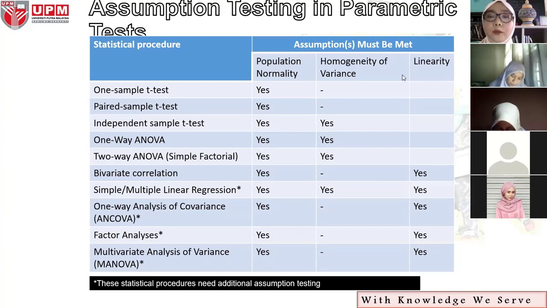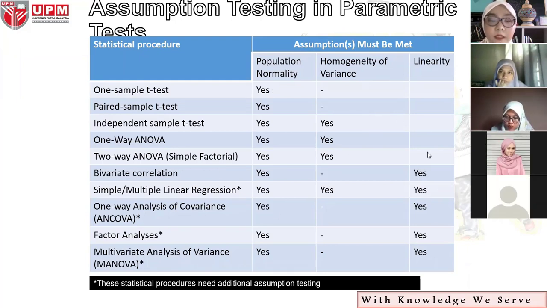Bivariate correlation, you need to get on the normality, but not on homogeneity of variance, because the purpose is not for comparing, but you want to know the relationship. So then you need to test on the linearity of the relationship between the IV and DV. Okay, so bivariate ni means that you have two variables in your study. Okay, and then next one is simple or multiple linear regression. You need to test on the normality, and then homogeneity of variance, and then linearity. Okay, and then one-way ANOVA.